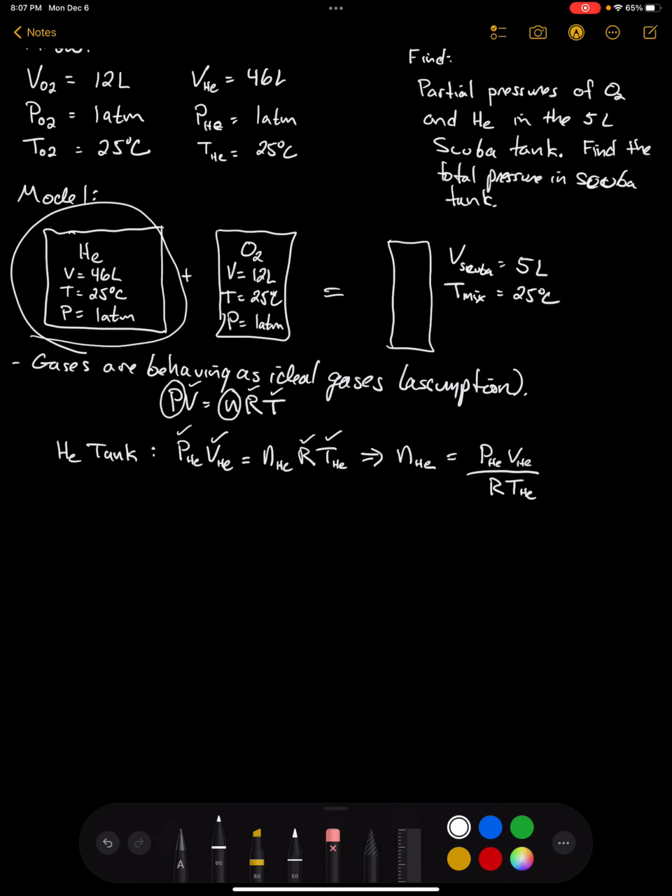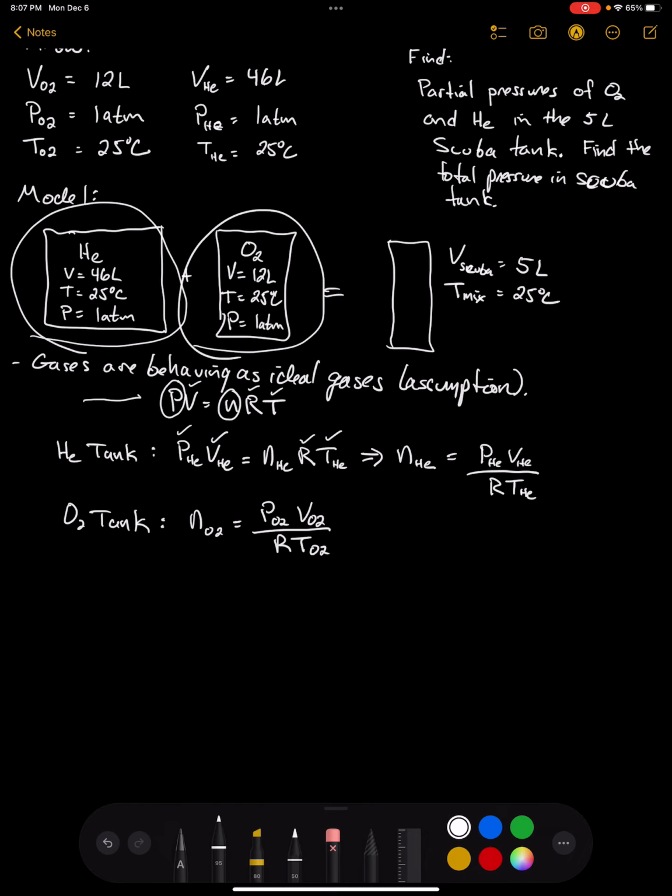And likewise, I can do the exact same exercise with my oxygen tank. So for the oxygen, again, I know the pressure of the oxygen, the temperature of the oxygen, the volume of the oxygen. And so I can use the ideal gas equation where the number of moles of oxygen is equal to the pressure of the oxygen times the volume divided by the gas constant times the temperature of the oxygen.